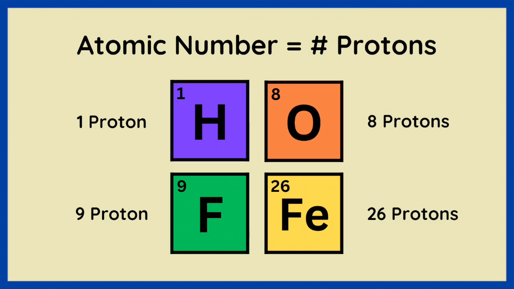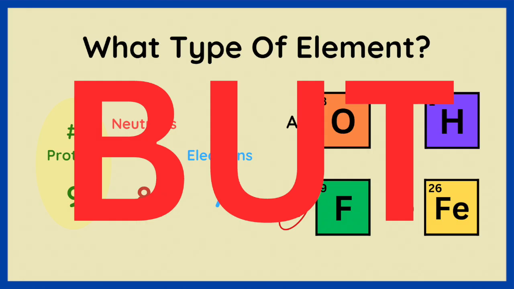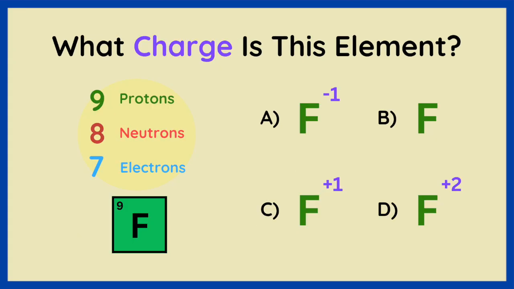So if iron, for example, has an atomic number of 26, it therefore has 26 protons. That means that because our substance of interest has 9 protons, it must be an element of fluorine. However, we're not done because we're not just going to ignore neutrons and electrons. Let's specify the charge of this fluorine given its combination of subatomic particles, 9, 8, and 7. Is it -1, +1, +2, or 0?